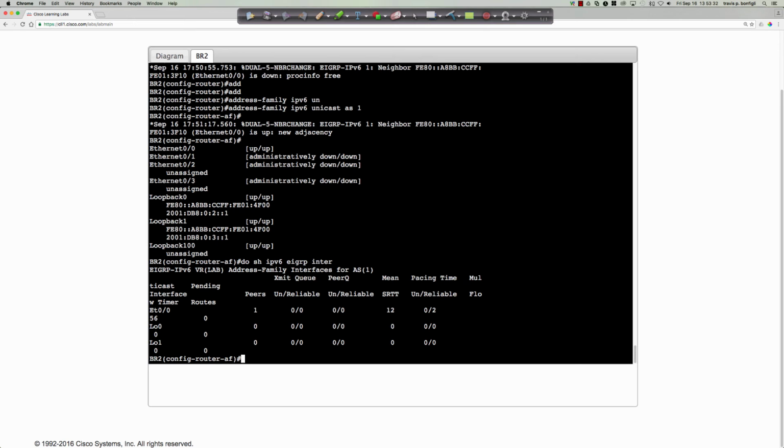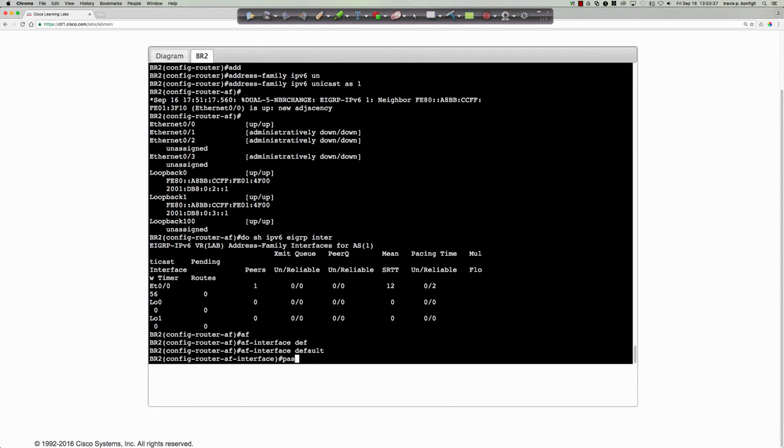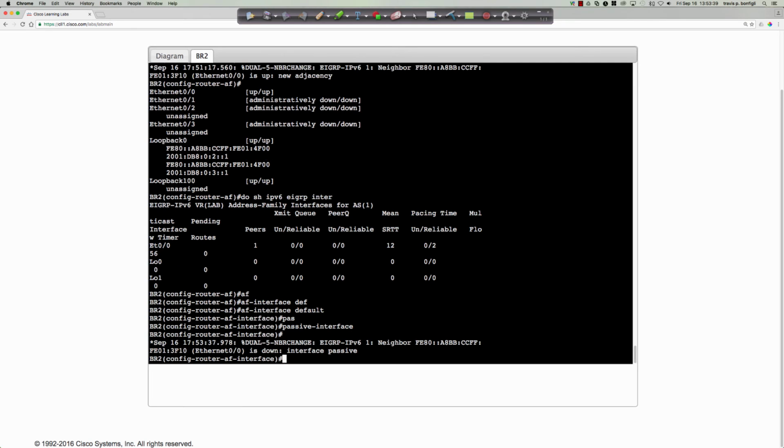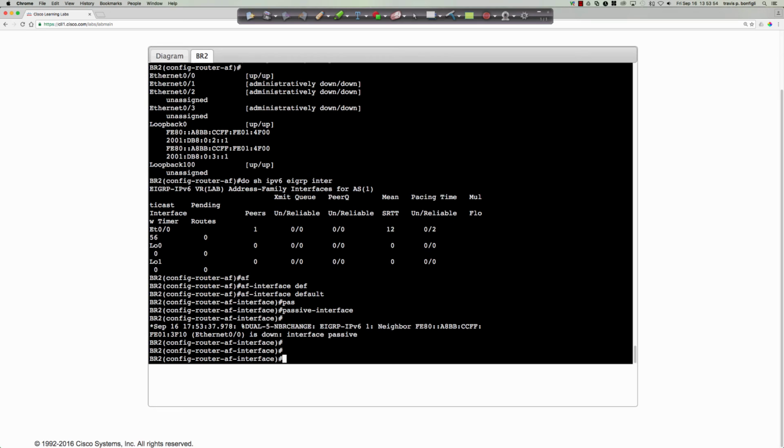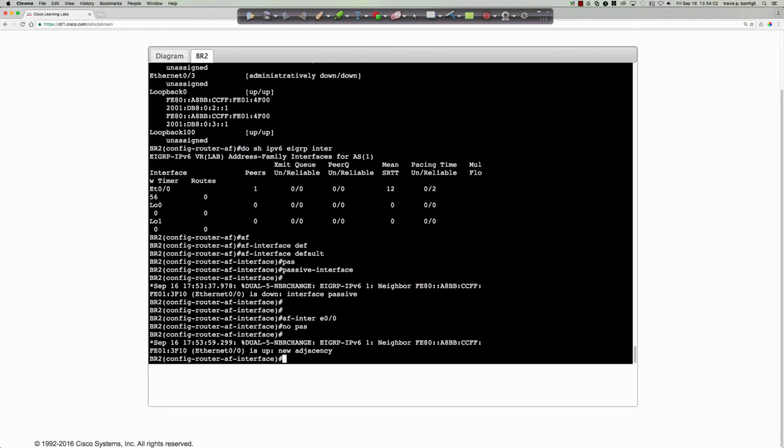Then what you would have to do is what we've done before. I'm typically a big fan of AF interface default and then saying passive interface, so passive all interfaces. And you'll notice we're in the IPv6 configuration section. So did it passive all the IPv4 interfaces? No, it didn't. It only impacts IPv6, and so we know that's on Ethernet 0/0. So AF interface Ethernet 0/0, no passive interface. Boom. Our IPv6 adjacency comes back, and we are 100% whole again.